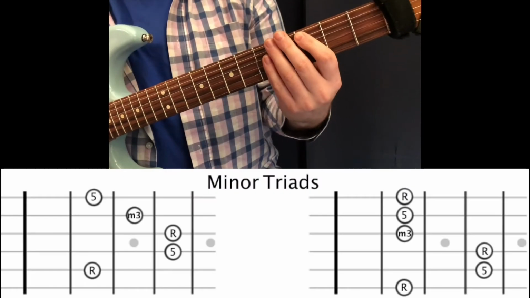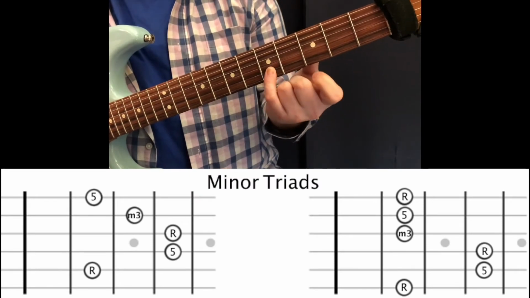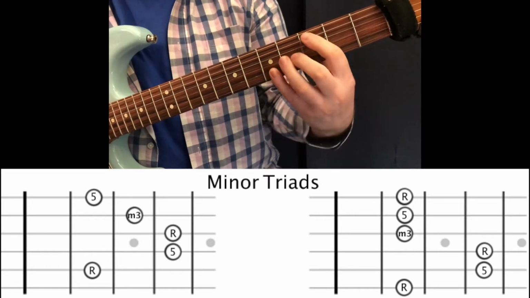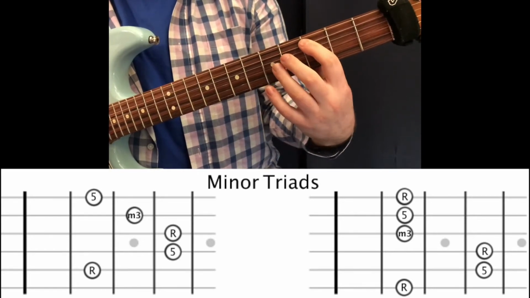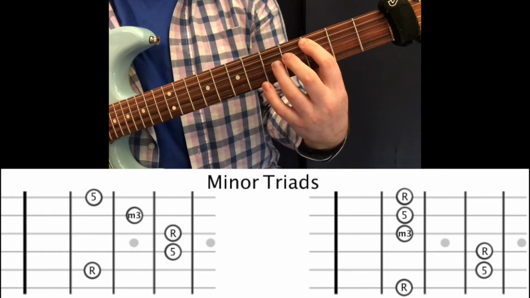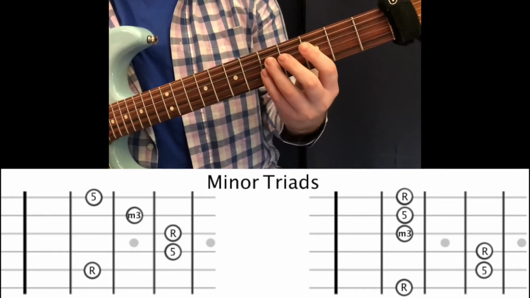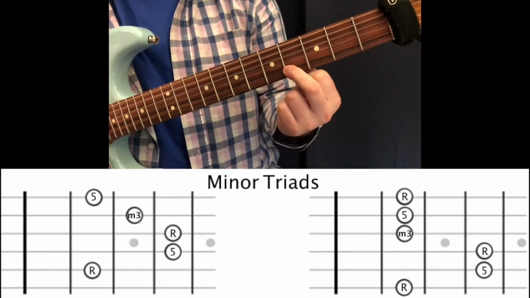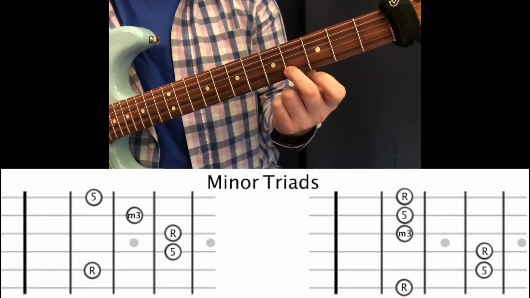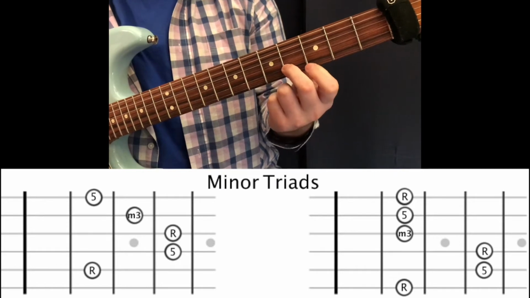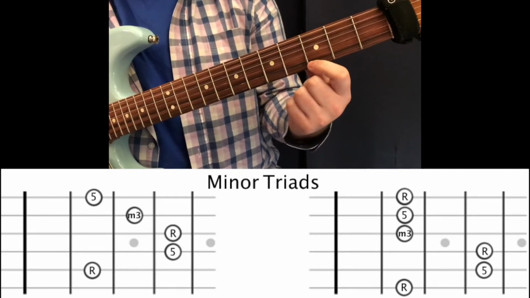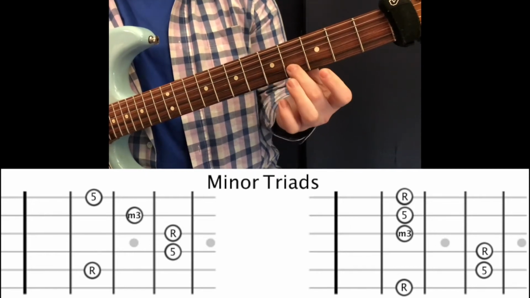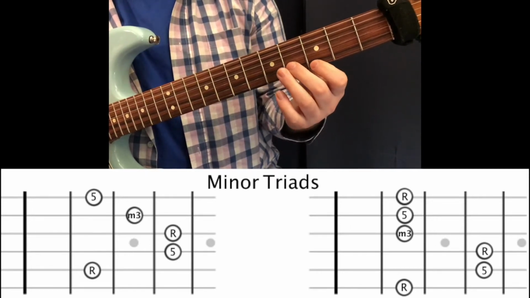For the minor triad, again, we just take the 3rd of the chord down 1 fret. So our roots and our 5ths stay the same. So 5th string, 5th, root, and then minor third is going to be the 4th fret on the 2nd string. That's E flat. And then we have another 5th, which is G. So C, G, C, E flat, G.